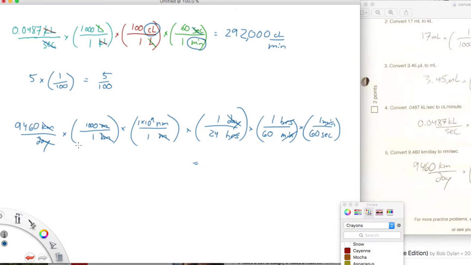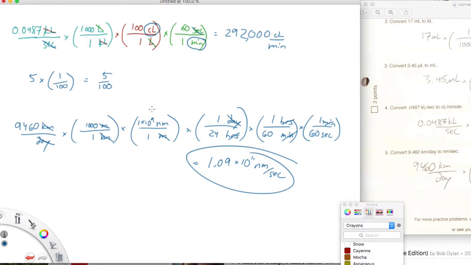If you multiply all of this out, so it's going to be this: 9,460 times 1,000 times 1 times 10 to the 9th divided by 24, then divided by 60, then divided by 60, you're going to get 1.09 times 10 to the 11th nanometers per second.